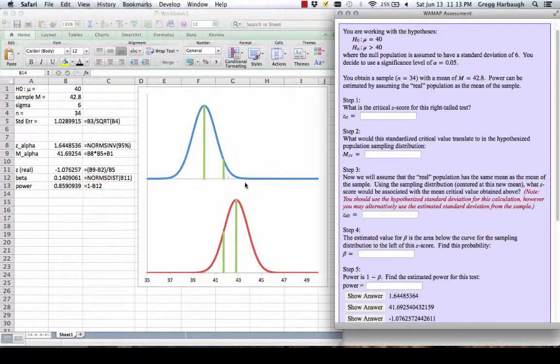The significance, again, is the probability of rejecting the null when it's true. Power is the probability of rejecting the null when it is actually false. Beta is the probability of failing to reject the null when it's false. So this is a quote-unquote error region, and this is a quote-unquote error region.